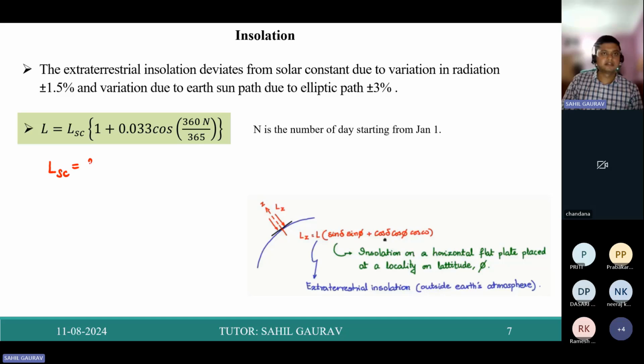This solar constant value is given by 1.37 kilowatt per meter square. So after getting this extraterrestrial insolation, this L, why is it called extraterrestrial? Because this insolation is outside the Earth's atmosphere, and terrestrial insolation is what we get on the surface of the Earth. So this one is the extraterrestrial insolation.